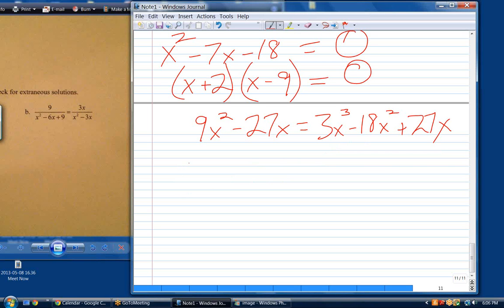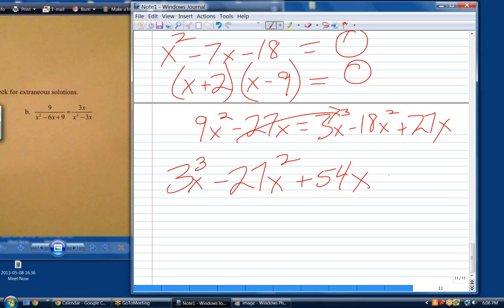Tell me what to write. How many x cubes do you have? 3. Okay, so we're moving everything in that direction. How many x squareds do we have? And how many x's? Actually, 27x plus 27x is 54x. Oh, 54. And now we have it like that. Okay, now let's factor some stuff out.